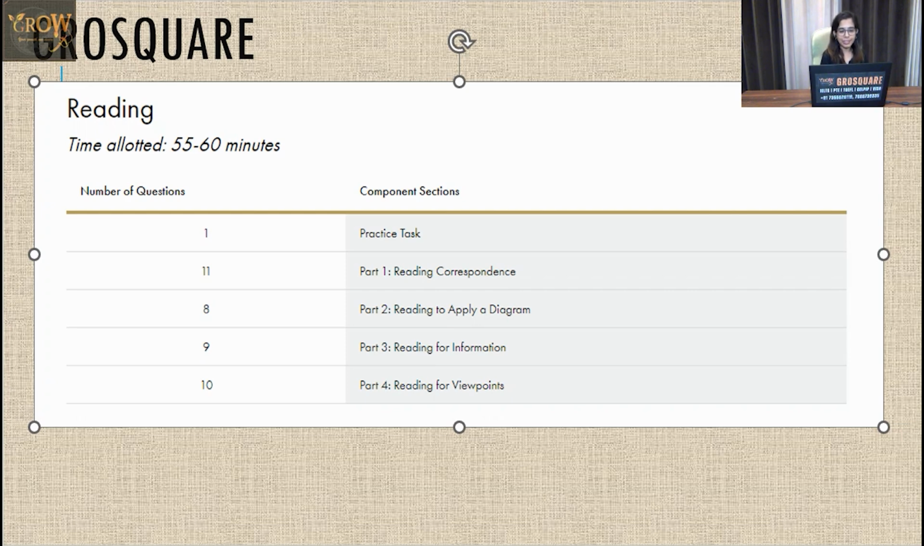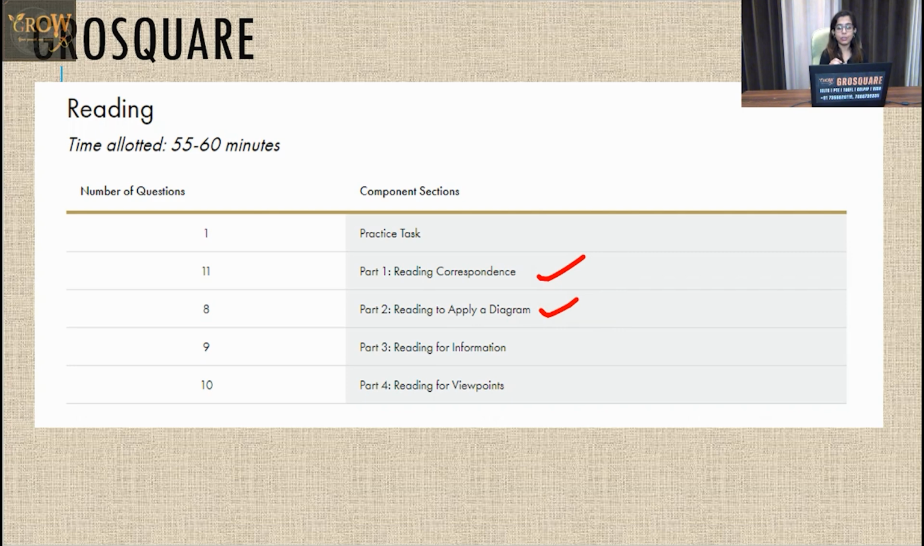So what is the next part? This is reading to apply a diagram. That means we would be given some diagrams, and we have to read the information related to that, and then solve our questions. Don't worry, I'll show you each and every detail along with the questions, so that we can understand things in a better manner, right? Part 3 is reading for information. That means you would be given a lot of information, and then in the questions you need to mark correctly what information is included in which paragraph specifically.